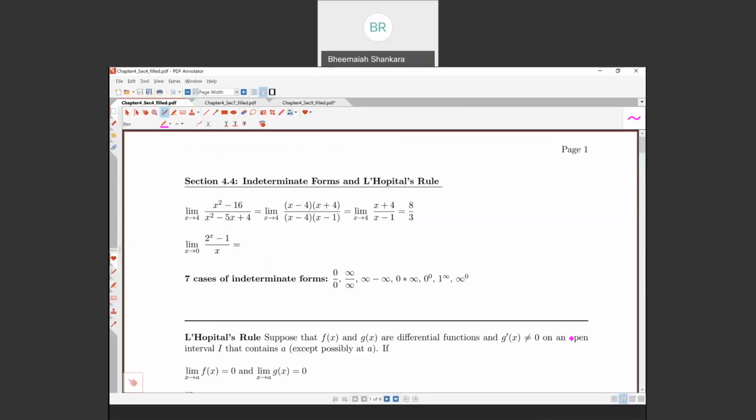In this lecture, we will learn about the indeterminate forms and the L'Hopital's rule. So we learn how to take the limit of the expression in this section.